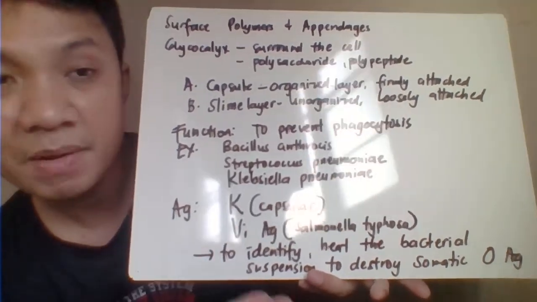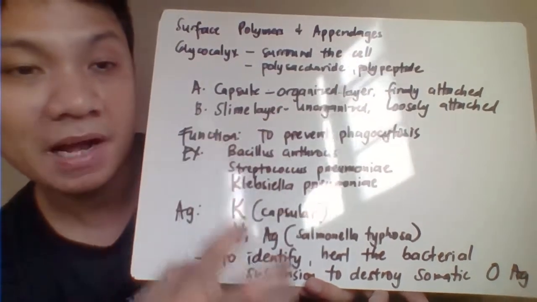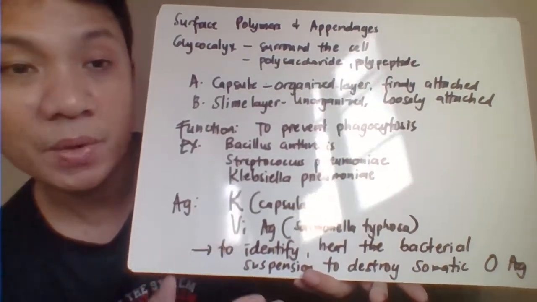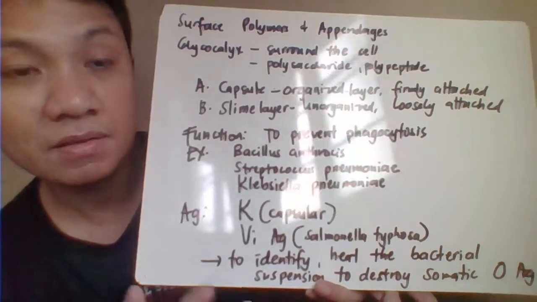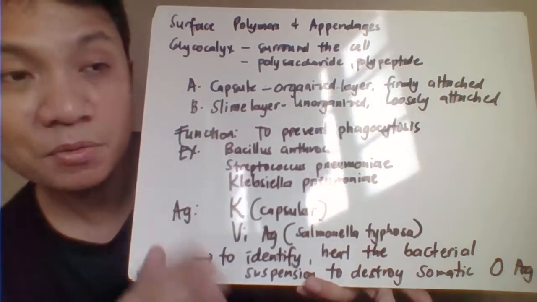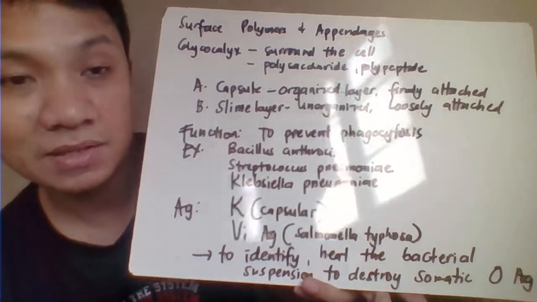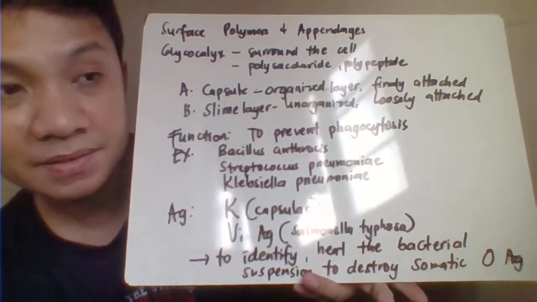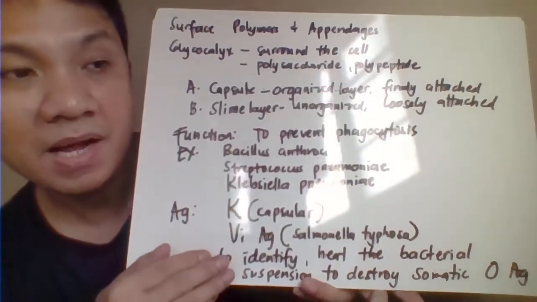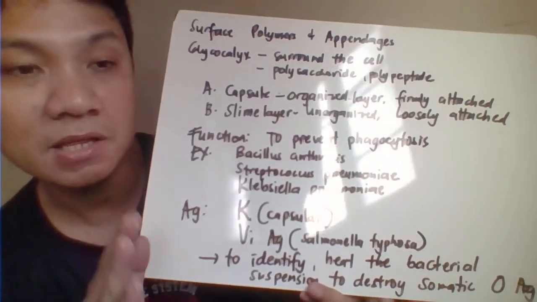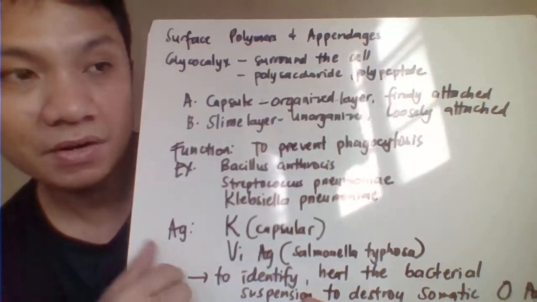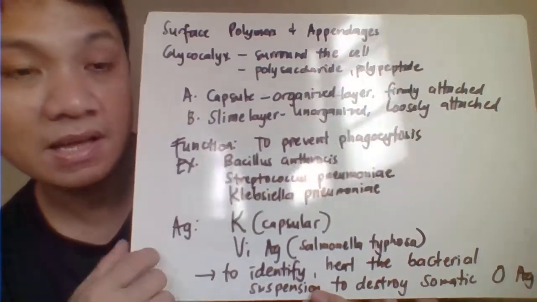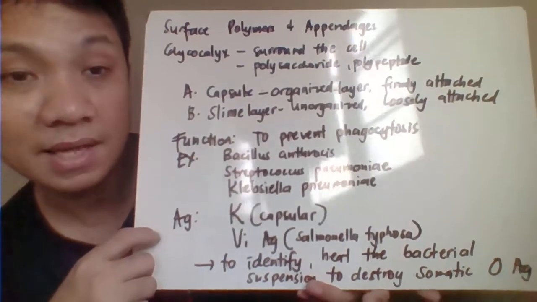So again, if your bacteria have the somatic antigen, they may also have a capsule. But if you want to determine the presence of the capsule, you must first destroy the somatic antigen so that the capsule shows up. Because if you don't destroy the somatic antigen, it will try to mask the presence of your capsule, so it will give a negative result when you're doing the serological testing.